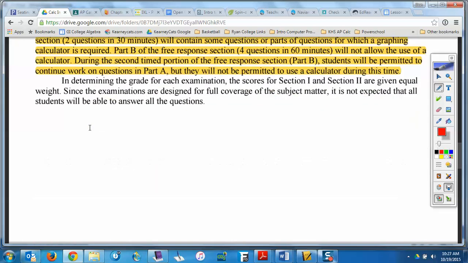Okay, the free response section, there are 6 questions. 2 of them you get to use a calculator. You get 30 minutes for those 2. They have multiple parts, like a part A, B, C, and D, and so forth. So 2 questions, 30 minutes, and then part B is no calculator. You get 4 questions in 60 minutes. So it's about 15 minutes per question on the free response part.